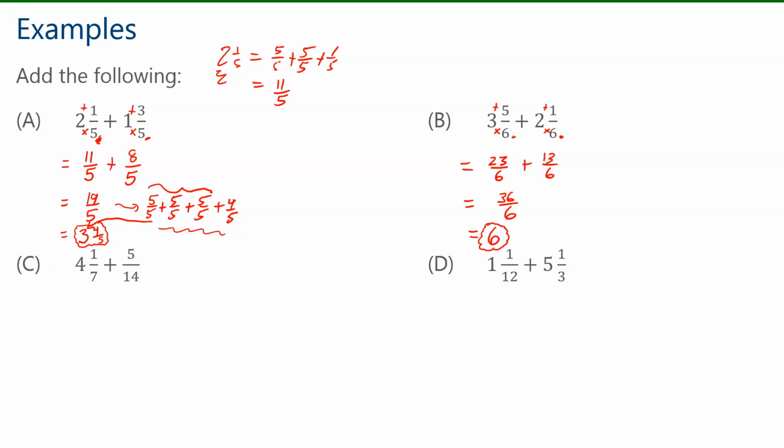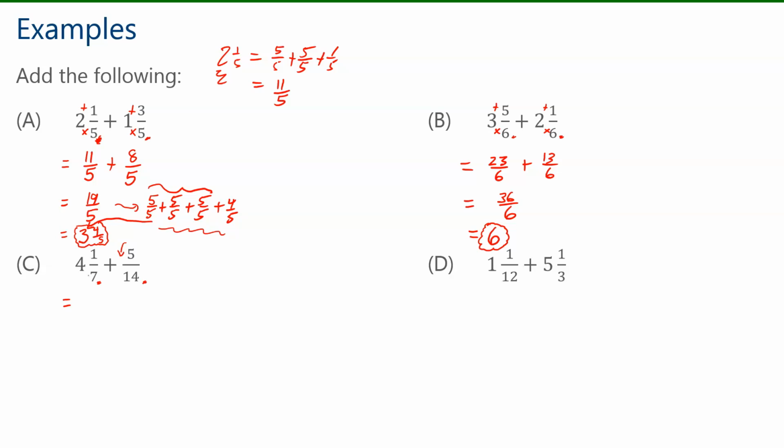In C, 4 1/7 plus 5 over 14. Now if we look at this one, a couple of things you may notice right away. Number one, our denominators for our fractions are different, but that's okay. We know how to deal with that. And you may also notice that there's no whole number part in front of the 5/14. But again, that's quite all right. So what we're doing here is adding a mixed number with just a proper fraction. That's quite doable.